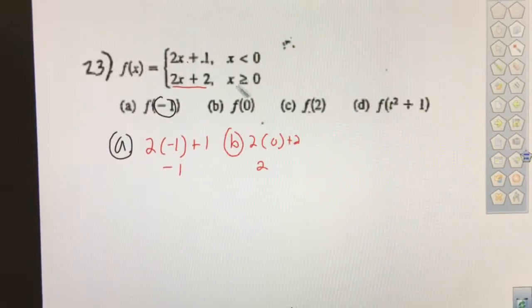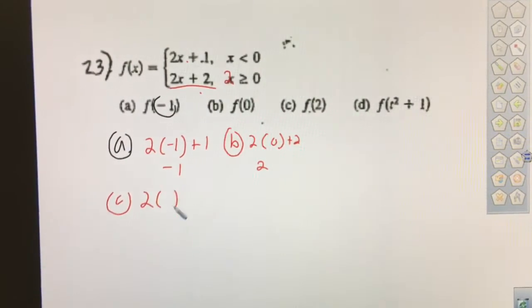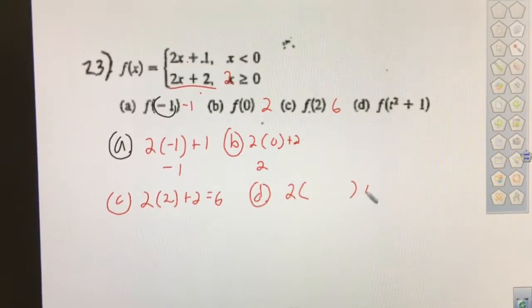For part C, I have to plug in 2. Notice 2 is greater than or equal to 0, so I'm going to be using this function. So for part C, it's going to be 2 times 2 plus 2, that's 4 plus 2, that equals 6. So far, this one's -1, this one's 2, this one is 6. Now for part D, they want me to plug in t squared plus 1. So that's going to give me 2 times something plus 2, but I have to type in t squared plus 1.